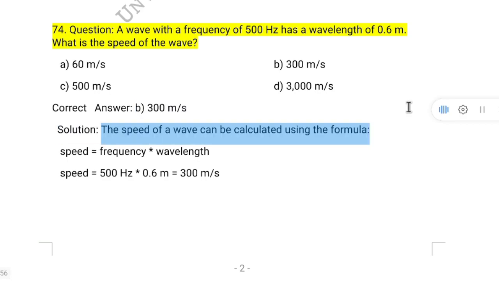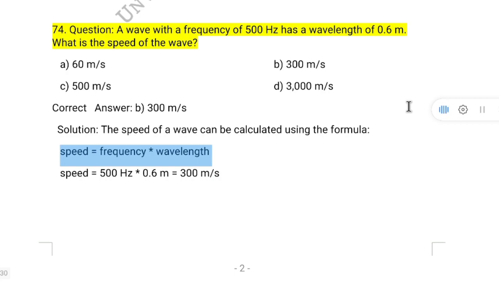Solution. The speed of a wave can be calculated using the formula: speed equals frequency times wavelength. Speed equals 500 Hz times 0.6 meters equals 300 meters per second.